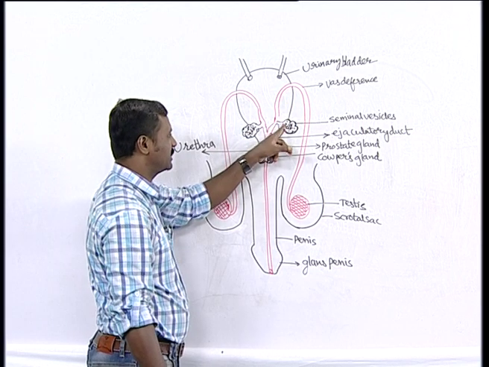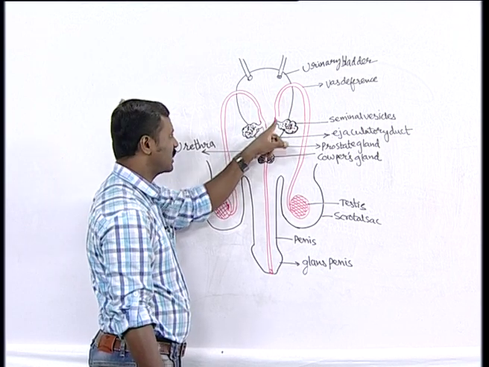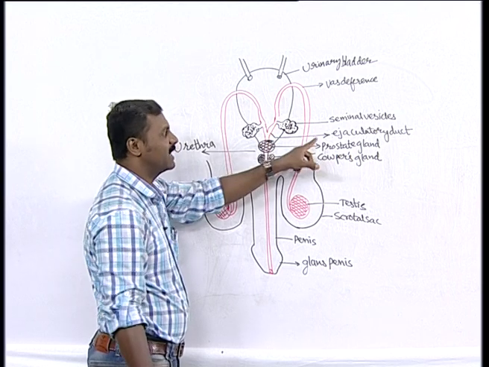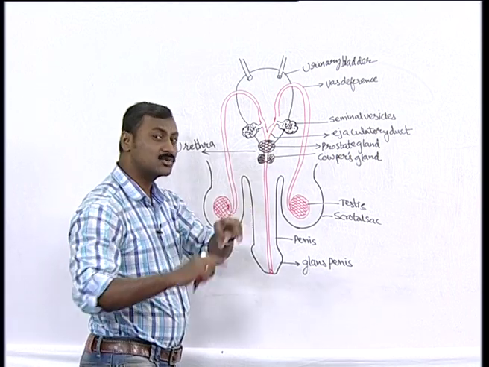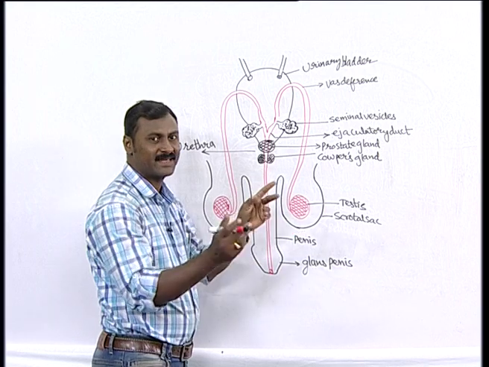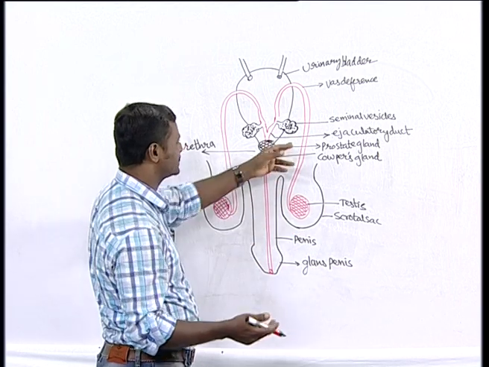You see this one pink and this one black. Both are united here, so together they form the ejaculatory ducts. Like that, on the two sides, two ejaculatory ducts are there.